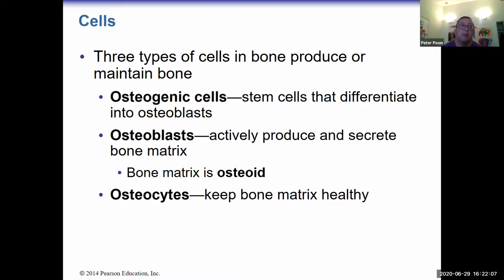There are 3 types of cells that help make bone. They're called osteogenic cells, osteoblasts, and osteocytes. Osteogenic cells are stem cells that are going to be osteogenerating. So genic, generate. So these are going to eventually form bone. These are stem cells that eventually develop into osteoblasts.